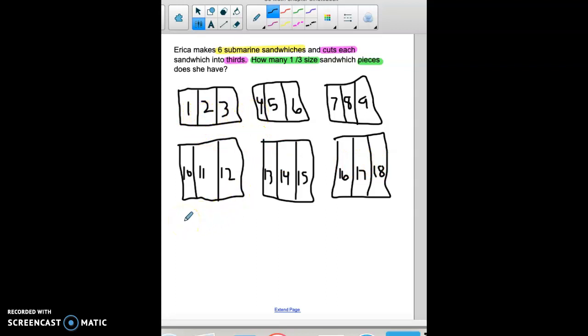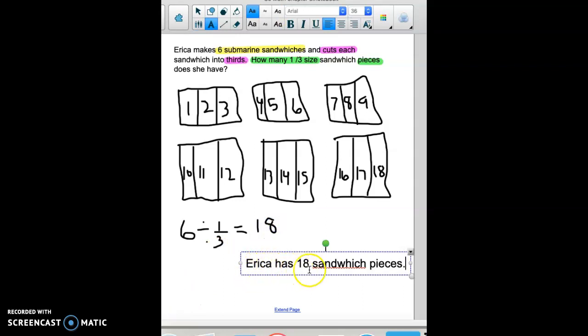And our equation would be 6, because you always write the total or the amount that someone has first, divided by 1/3, because she cut it into 1/3 pieces, and that equals 18 pieces. And you'll write your statement, Erica has 18 sandwich pieces. Please make sure you are copying this into your notebook so that you have a model in front of you when you go off to try some problems on your own.